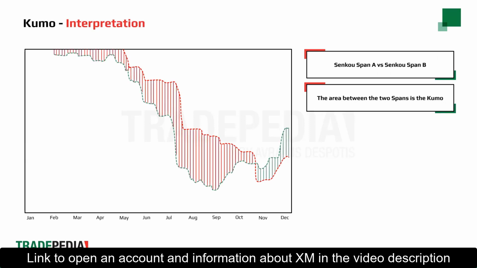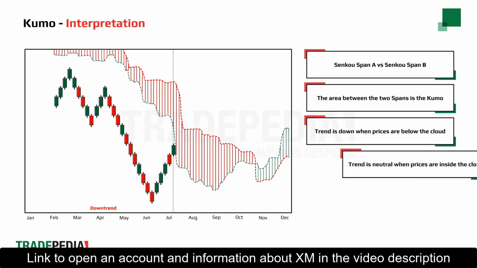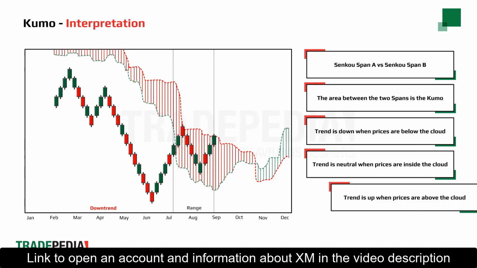There are 2 ways to identify the trend using the cloud. The trend is considered down when prices are below the cloud. When prices are inside the cloud, then the trend is said to be neutral. And the trend is considered up when prices are above the cloud.